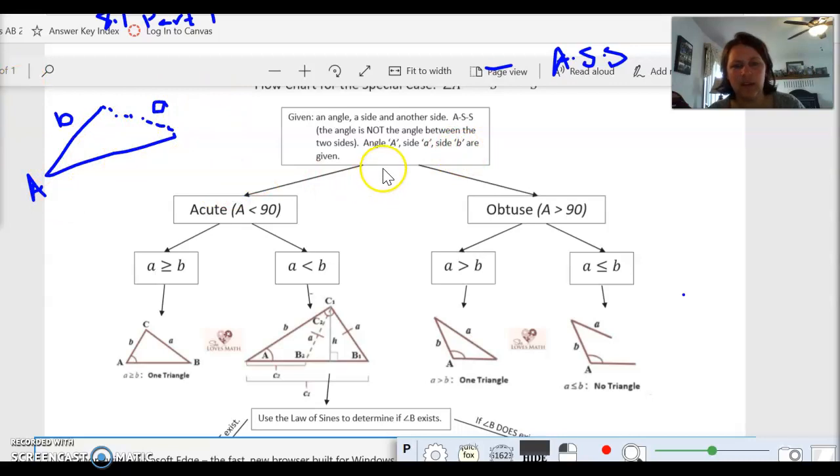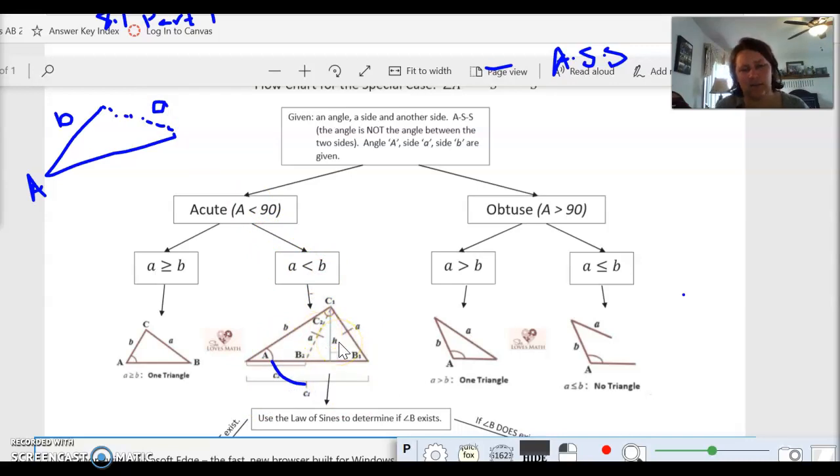Then the first thing that we need to do is check and see, is it acute or is it obtuse? If it's acute, then we'll follow this direction. Then we're going to check the two sides that are given. If side A is greater than or equal to side B, then we have one nice triangle we can go ahead and solve without any problems. However, if side A is less than side B, then we are given this ambiguous case.